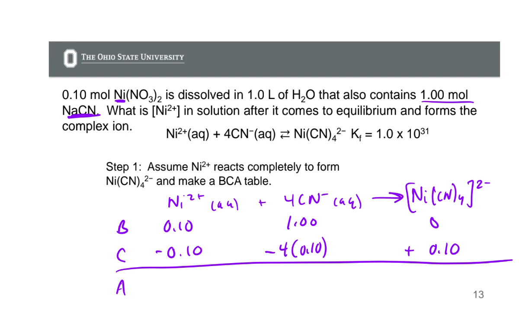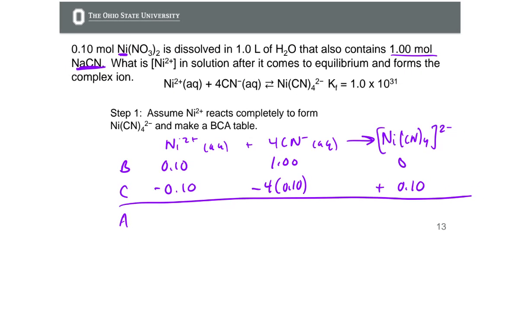So then after this reaction is complete, we're going to have 0 moles of nickel. We're going to have 1 minus 4 times 0.1, which is 0.6 moles of CN minus, and 0.1 moles of the complex ion. Okay. Questions on the BCA table?